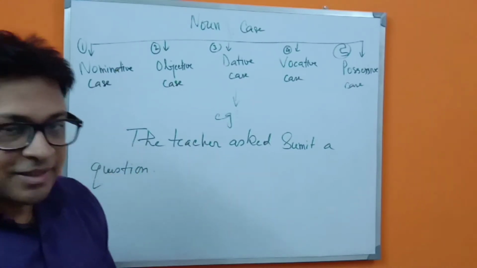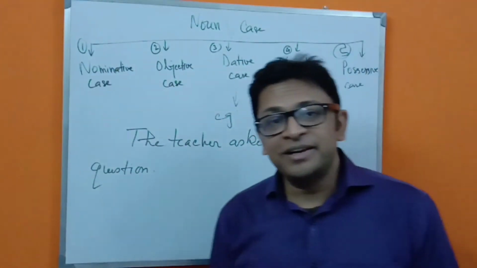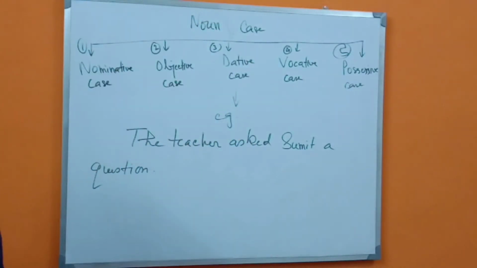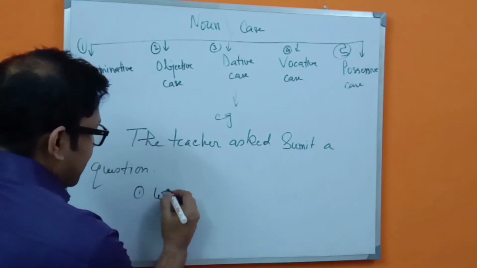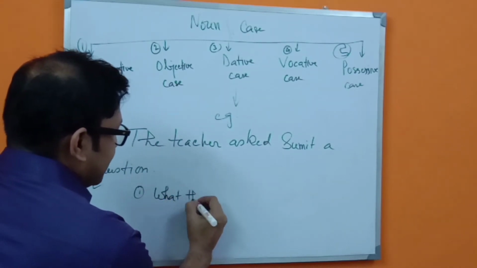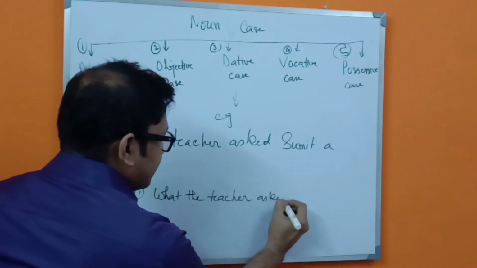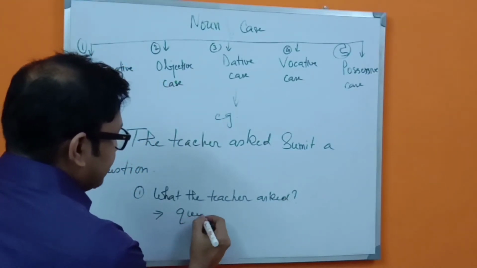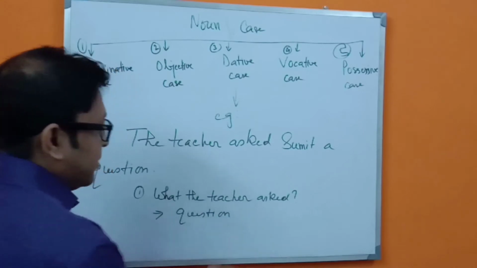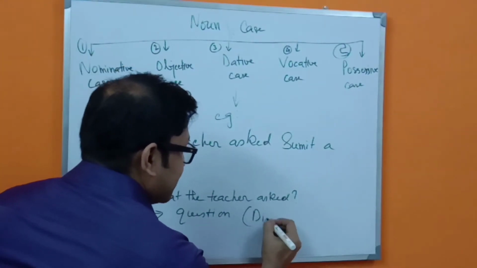So in this sentence, how will you find out which one is the object? You have to question the sentence. When you question the sentence, what did the teacher ask? In the very first question, what the teacher asked, you are getting the answer: question. This is our direct object.